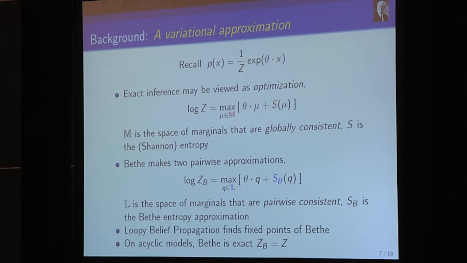It's well known that on models which have no cycles, acyclic models, the beta approximation is exact. So there we have ZB equals Z. On the other hand, if we're looking at models which do have cycles, the beta approximation is often very accurate, but typically we don't have any guarantees on that. In this talk, we're going to show that we can derive both upper and lower bounds on the beta partition function compared to the true partition function.